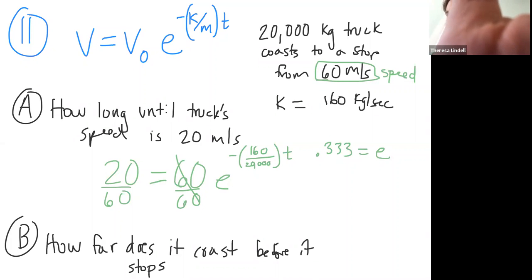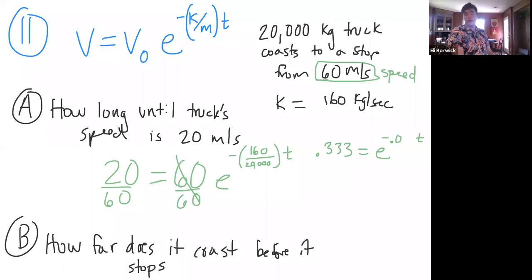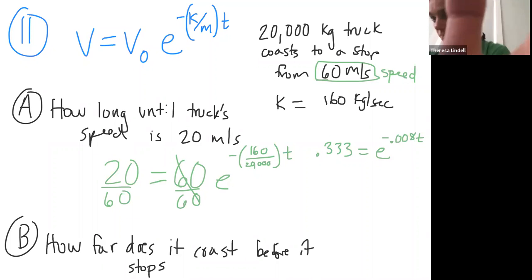Anybody want to take 160 divided by 20,000? .008. Nice. And that's something that if we rounded different, we might get something slightly different, but it'll be fine. And then you guys ln both sides, and then divide both sides by negative 0.008, and then we'll have t.